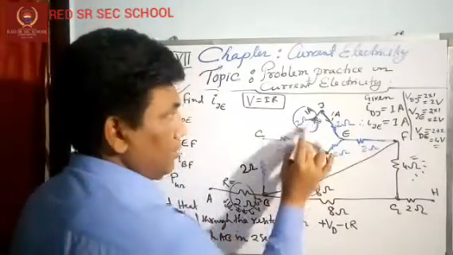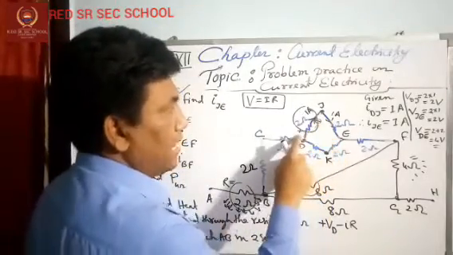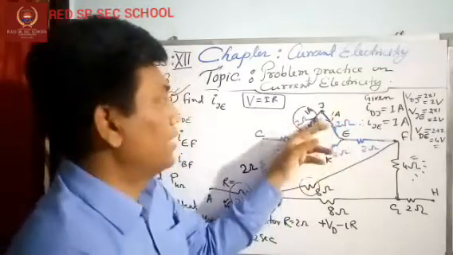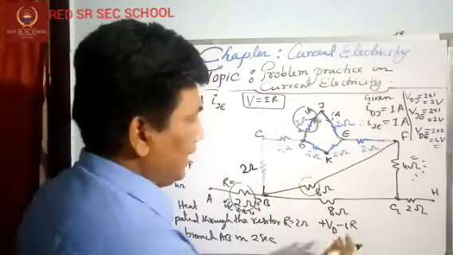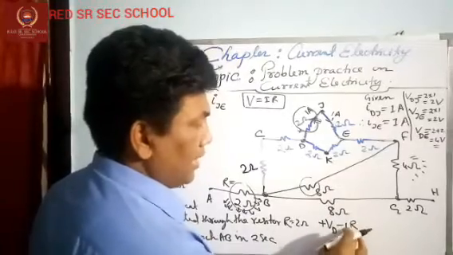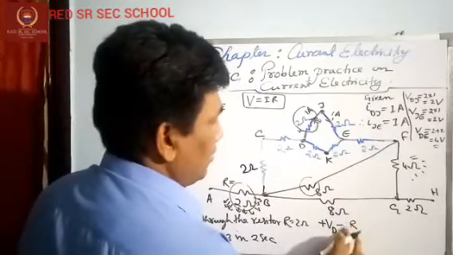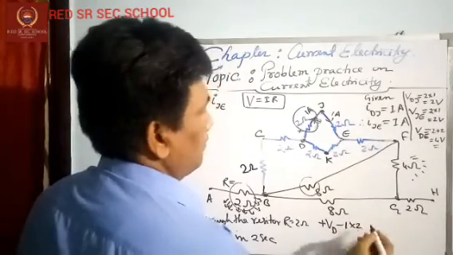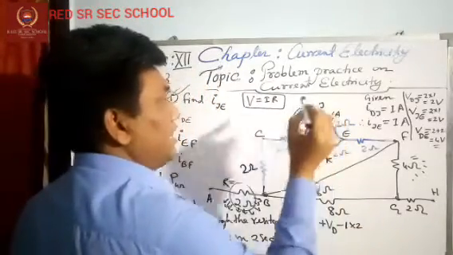As the current is flowing that way, that is the low potential, that is the high potential, because we know that current always flows from high potential to low potential. So that is why the change will be negative. What is the change at the resistor? Current into resistance. Current is 1 ampere. Resistance is 2 ohm. Okay. Now you have reached J.